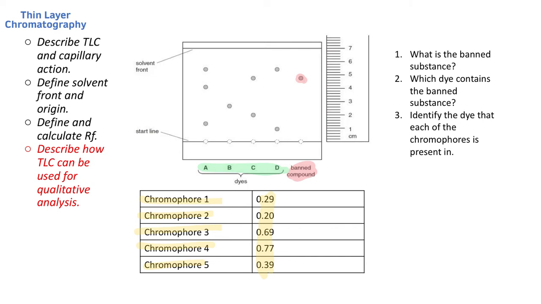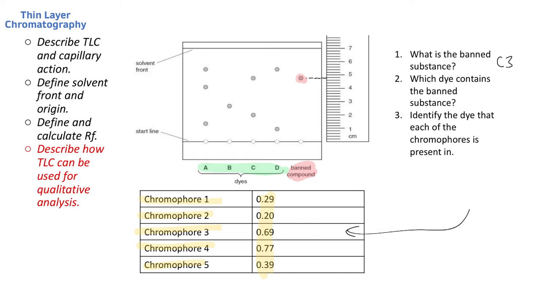Okay, so let's have a look at some of the questions and how we might answer them. What is the band substance? The band substance is here, so we would have to use the scale over here. This is approximately this line over here, so that is 4.8 over 7, which is 4.8 divided by 7, which happens to be 0.69. Therefore the band substance is chromophore 3, because 0.69 is chromophore 3.